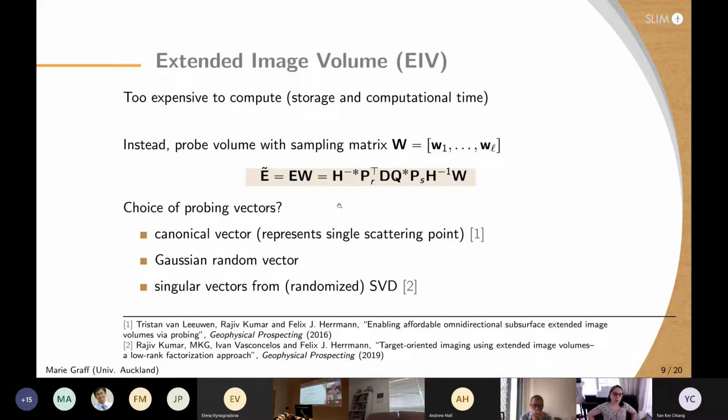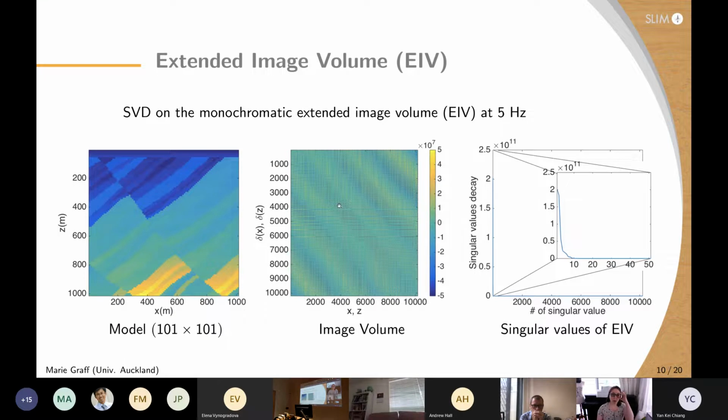And finally, we noticed that the image volumes have very narrow information when we check the spectral decomposition of it. And that's why singular vectors from the singular value decomposition look to be very good candidates. And in particular, if you look at the singular value decomposition of an image volume.